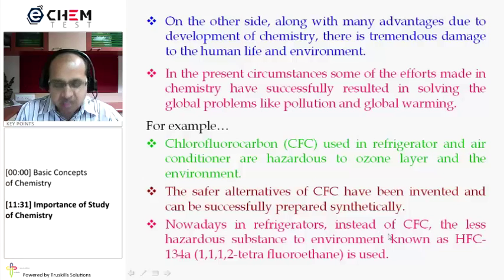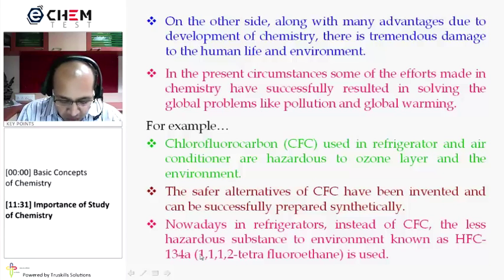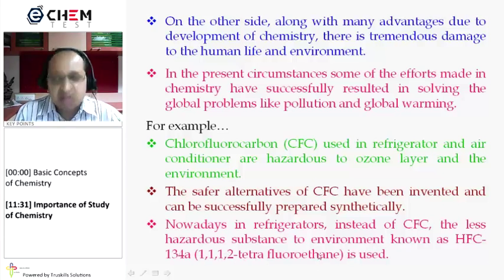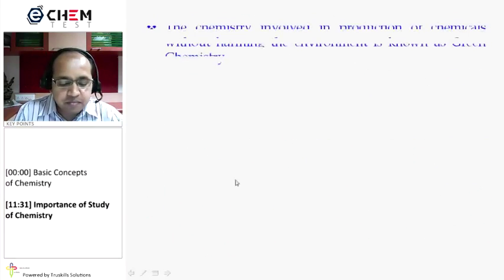Nowadays in refrigerators, instead of CFC, a substance less hazardous to the environment known as HFC, that is HFC 134a, which is its trade name, 1,1,1,2-tetrafluoroethane, is produced and used in the refrigerator as well as in the air conditioner, so that damage to the ozone, or I can say ozone depletion, will be less.